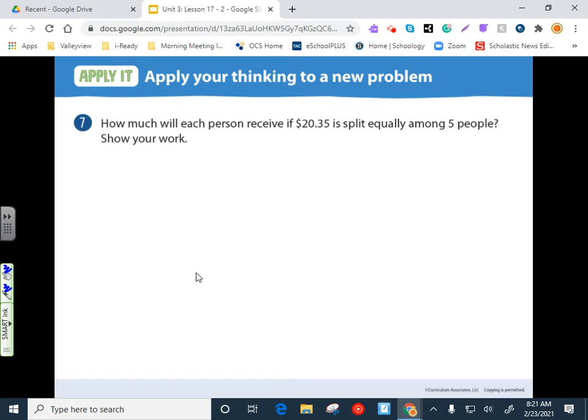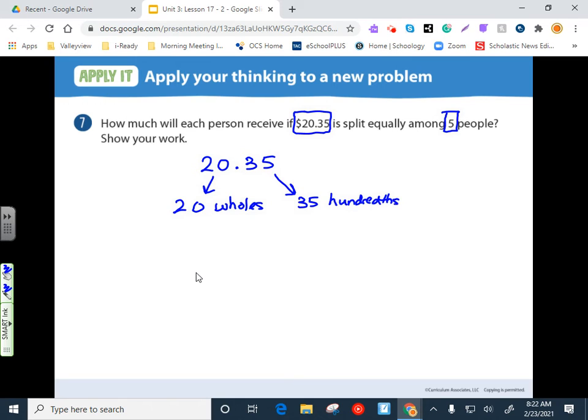Here's number 7. This is all on page 354. How much will each person receive if $20.35 is split equally among 5 people? So here's an interesting technique. So here is the total, and we're splitting it among 5 people. So this amount is getting divided by 5. But we can split up the 20.35 into 20 wholes. And this becomes 35 hundredths. I bet you didn't know you could do that.